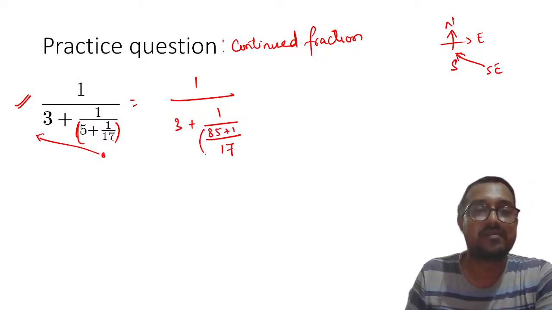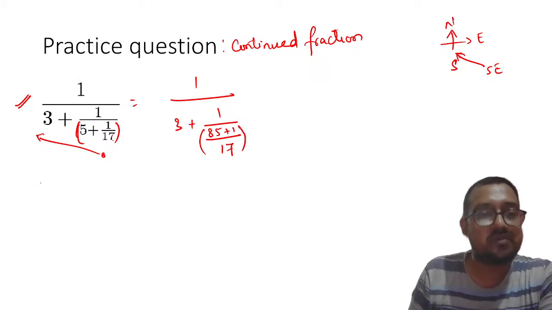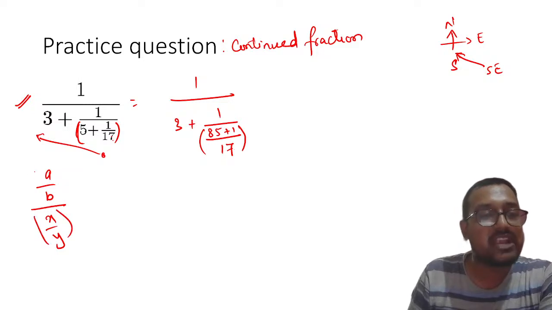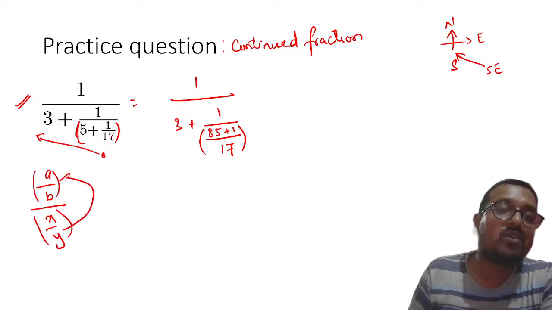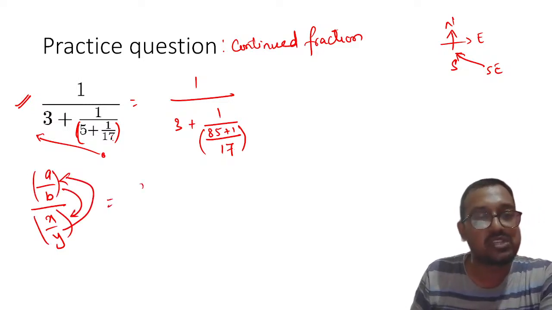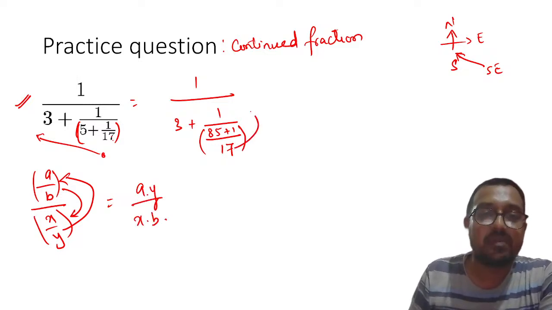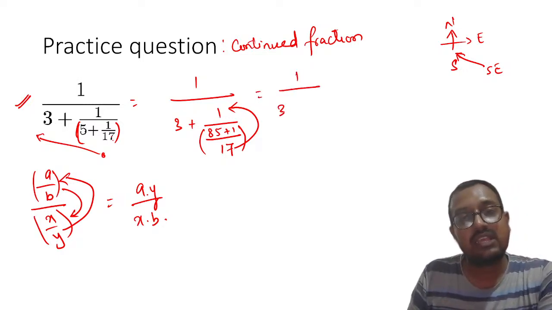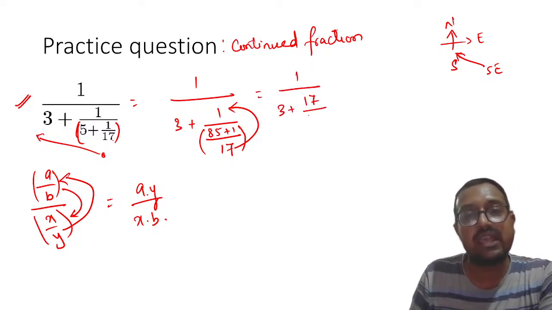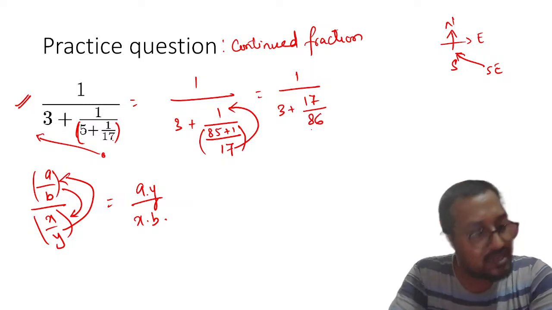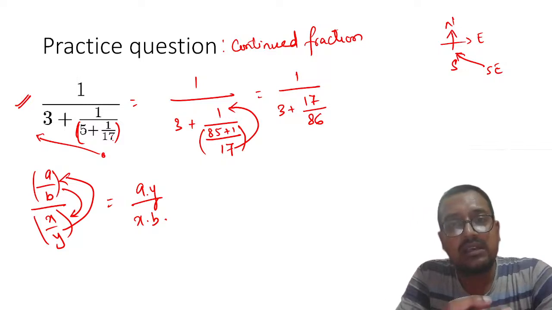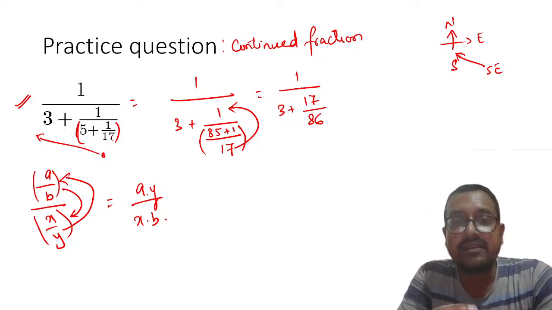85 plus 1. Understood? My dear students, please remember, a upon b upon x upon y. Whenever such a situation arises, y will go on top, b will come at the bottom. So this will be like a into y upon x into b. Clear? The same thing will apply over here. 17 will go up. So this will become 1 upon 3 plus 17 divided by 86. Understood? Now, is 86 divisible by 17?